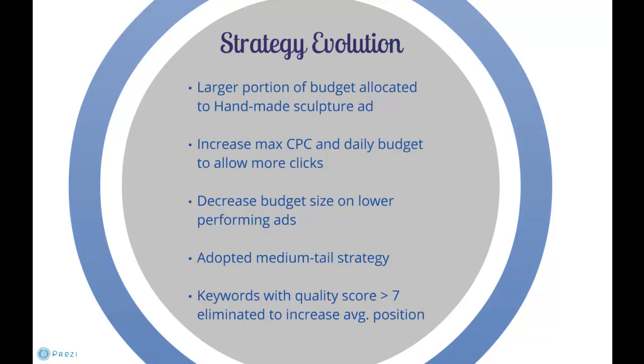Another large change that we made was going from a long tail strategy to a medium tail strategy. This was because at the beginning, some of our keywords were too specific and did not generate any clicks. Keywords with quality score less than 7 were modified or eliminated to increase the average position. Now Daniel is going to talk about some of the key results of our campaign.